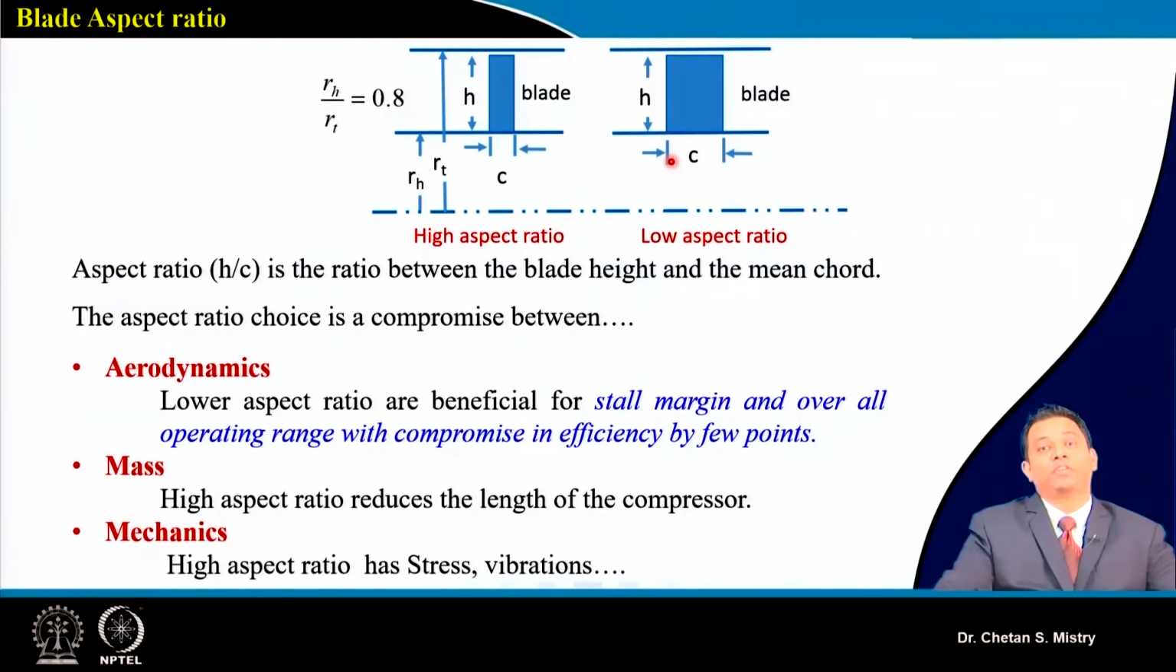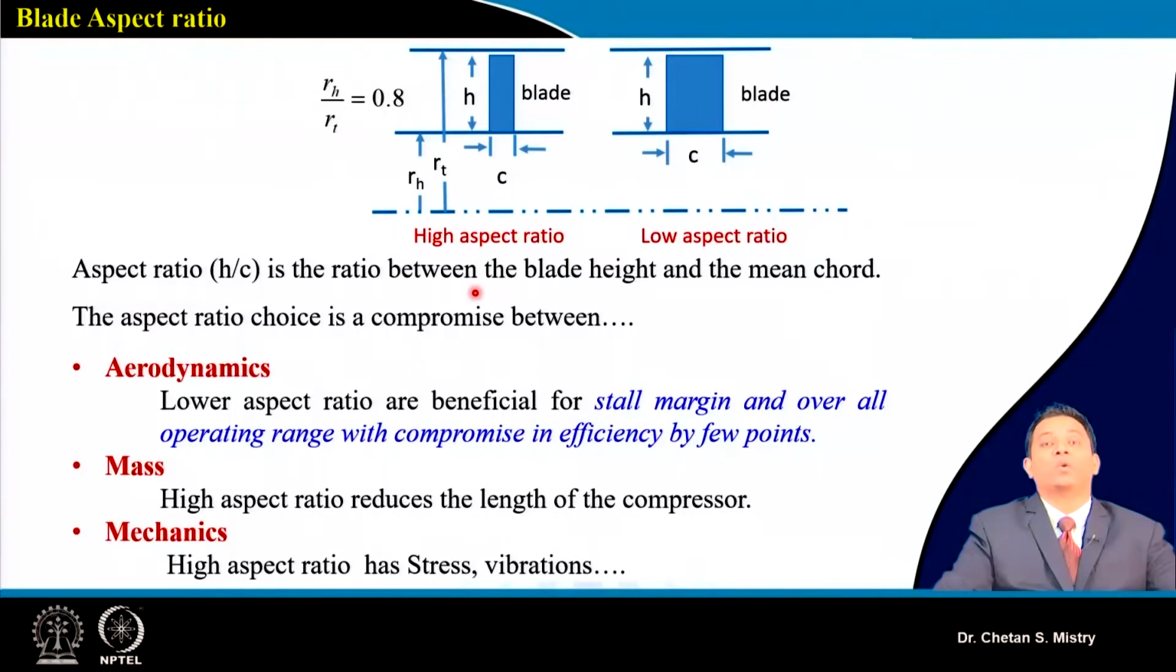Okay, now this aspect ratio is very important for our axial flow compressor, which we use especially for aero engines. Here our major focus is on three parameters. First is aerodynamics, second is mass, and third is mechanics. A low aspect ratio blade gives benefit in terms of stall margin, and that increases my overall operating range. Let me tell you, this overall operating range is nothing but the region from maximum mass flow rate to minimum mass flow rate.